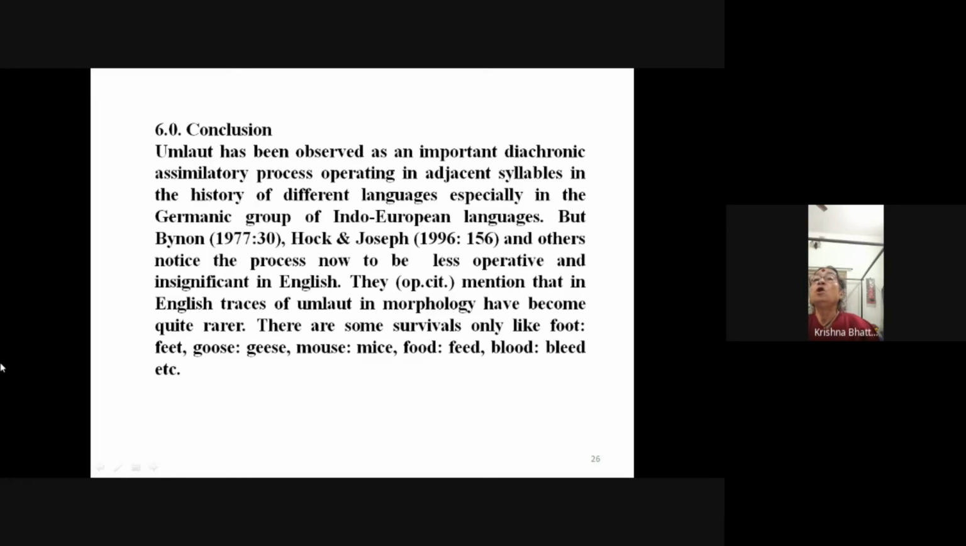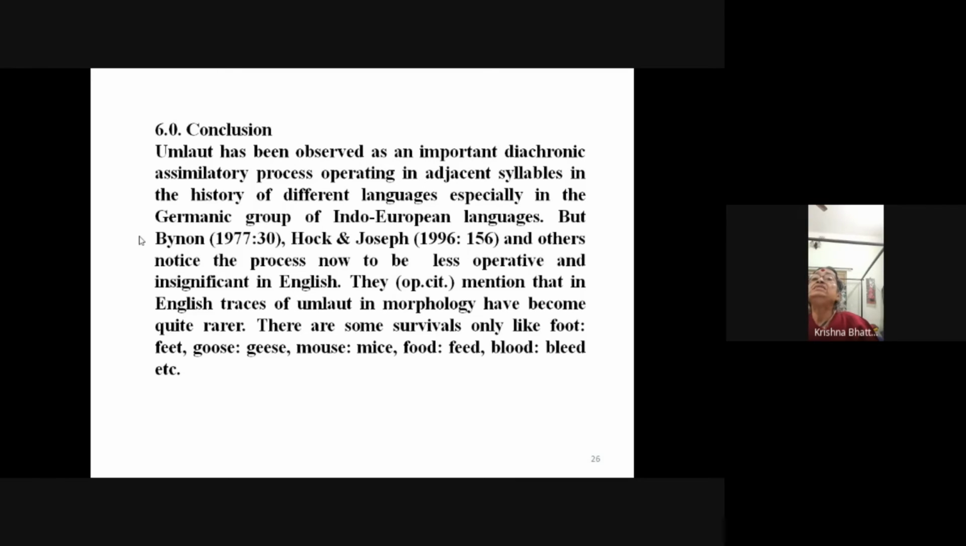But Bynon, Hock and Joseph and others notice the process now to be less operative and insignificant in English. They mention that in English, traces of umlaut in morphology have become quite rarer. There are some survivals only like foot, feet, goose, geese, mouse, mice, food, feed, blood, bleed, etc. But in German, umlaut is still functional. For example, Old High German gast changes to gesti in plural. New High German is Geste, that is guests in plural form.